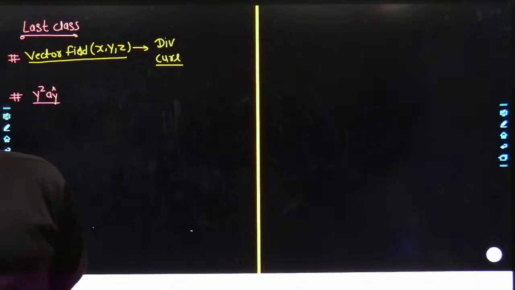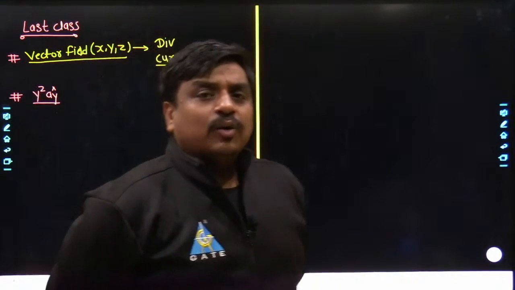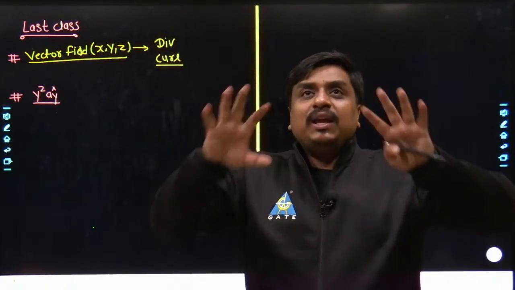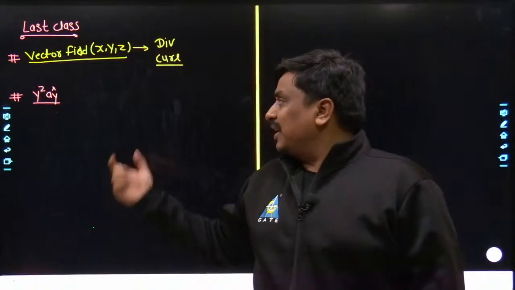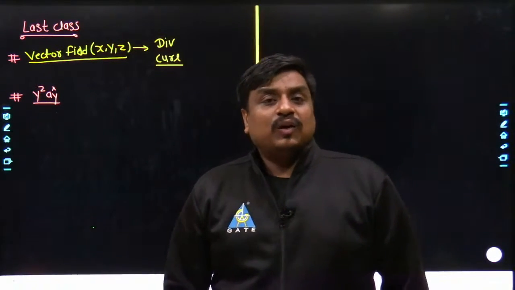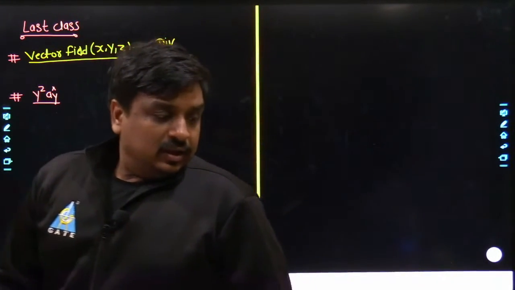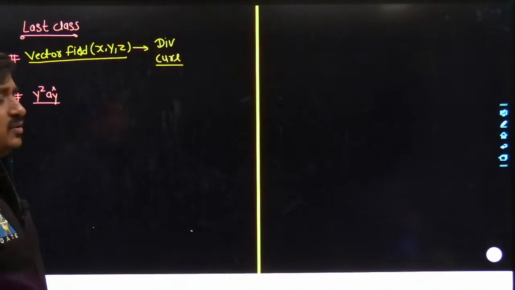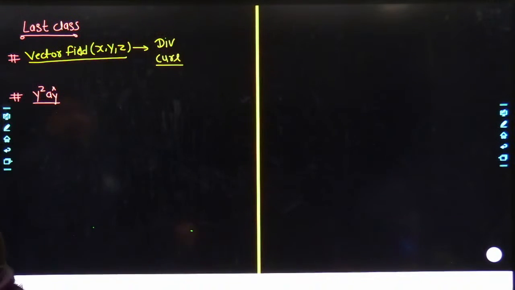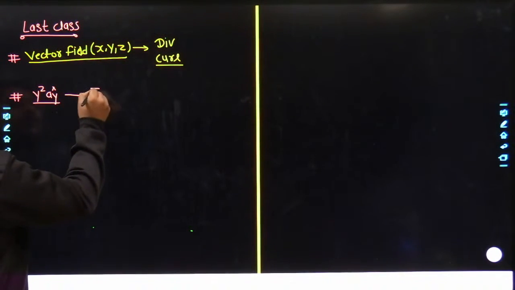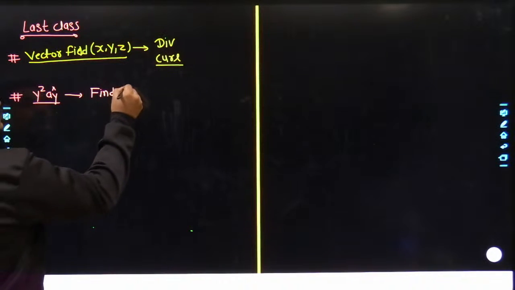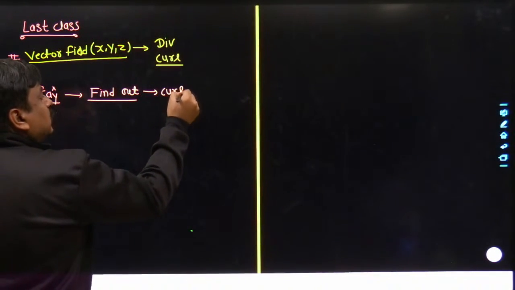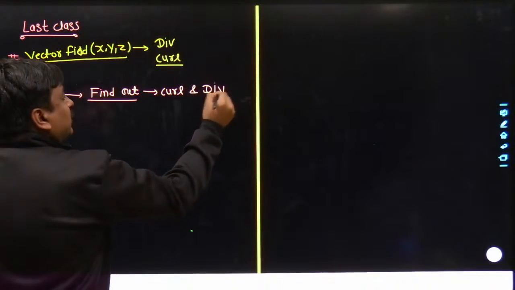The students who have gone through my last video would probably be able to figure out how y square ay cap would look in 3D space, and by visualizing that vector field, they would be able to figure out the divergence as well as the curl of this vector field. Tell me, what about y square ay cap, what about its divergence, what about its curl? I need to find out the curl and divergence of this vector field.